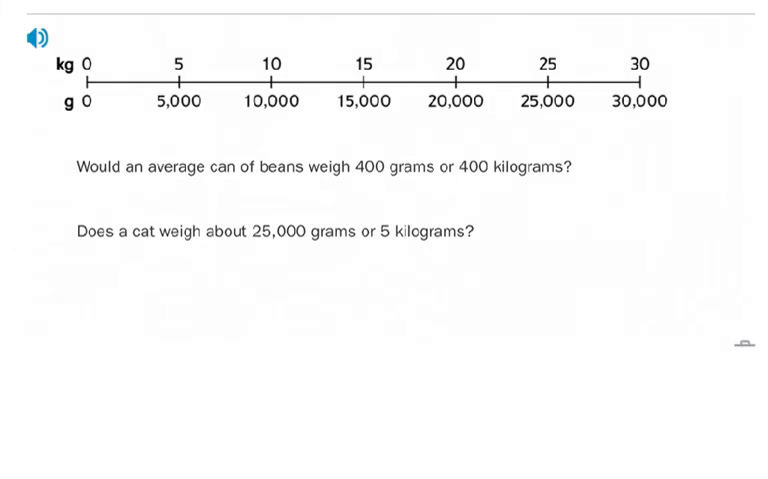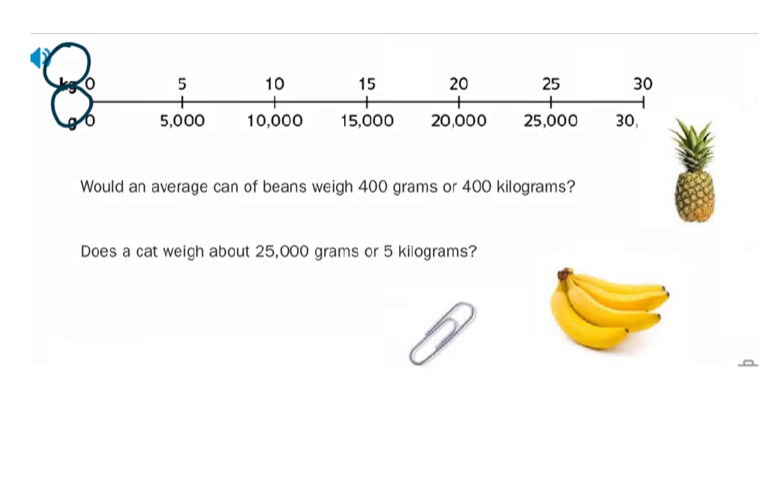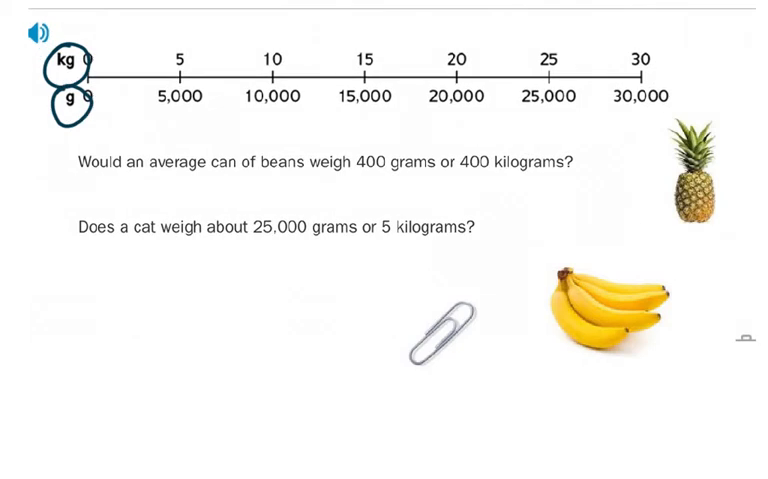I want you to look at this chart. It shows kilograms on the top and converted to grams at the bottom. Since we don't often measure weight in our country in kilograms and grams, to give you an idea, an average pineapple weighs about 1 kilogram. We abbreviate that kg. So is a bunch of bananas. 1 gram would equal the weight of a small paper clip.